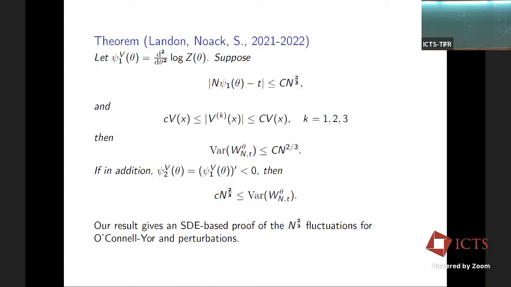Psi 2 of theta will be 0 in the Gaussian case, because in that case you can compute what psi 0 of theta is. Psi 0 of theta is the expectation of e to the minus theta x. So this is just a Gaussian computation. It's just the moment generating function of the Gaussian. When you differentiate it twice, you get 0 because you get a constant. Okay.